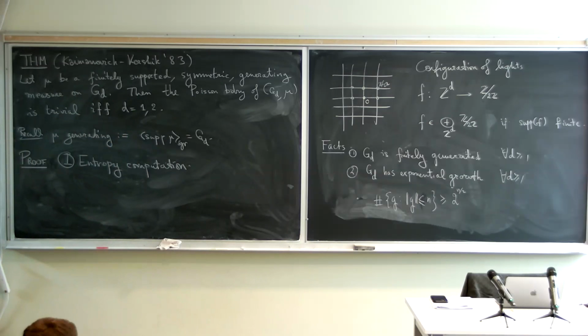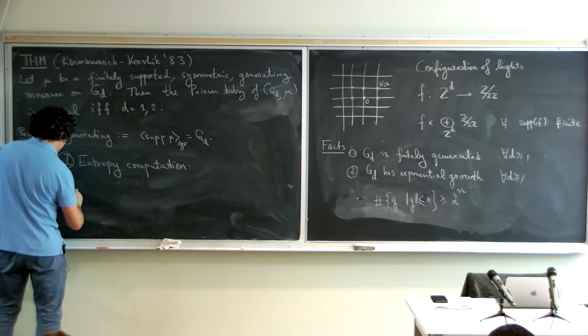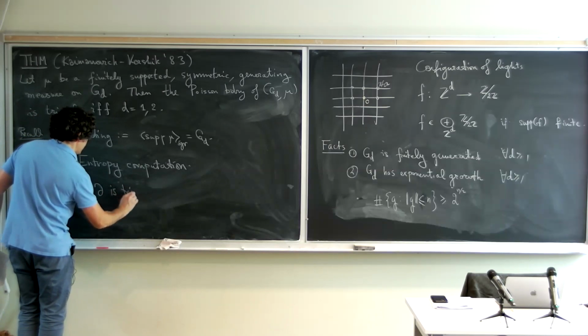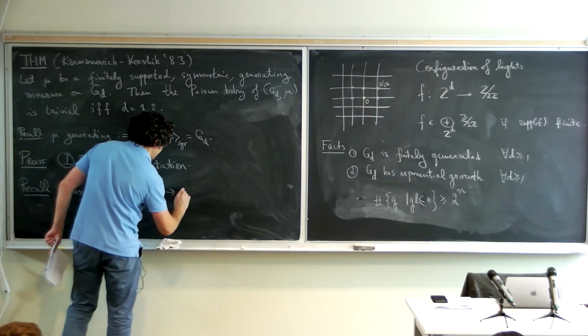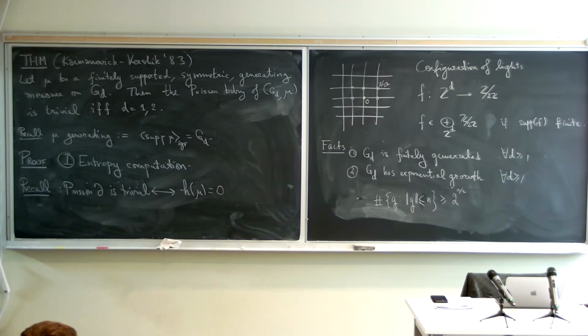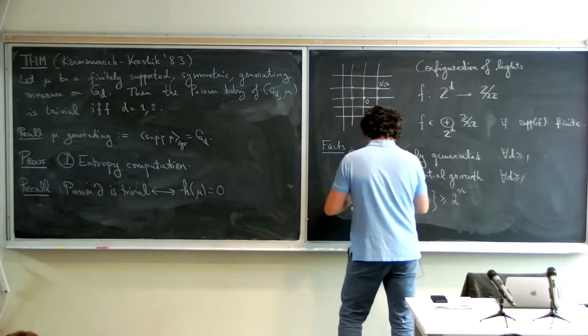Recall, of course, the entropy criterion: the Poisson boundary is trivial if and only if the asymptotic entropy is 0. Because this measure is finitely supported, for sure it has finite entropy. So we have to maybe compute the entropy.